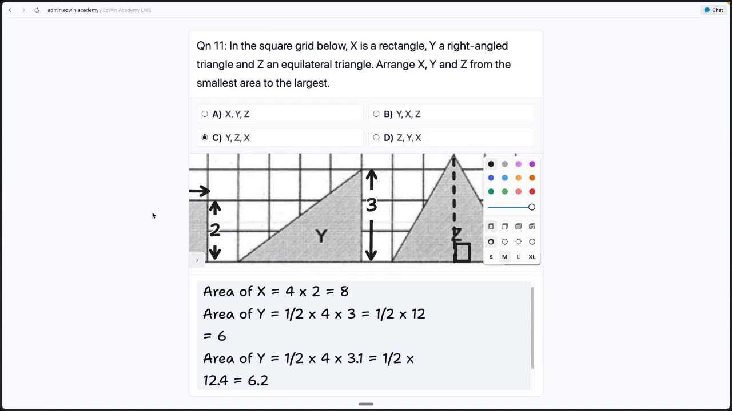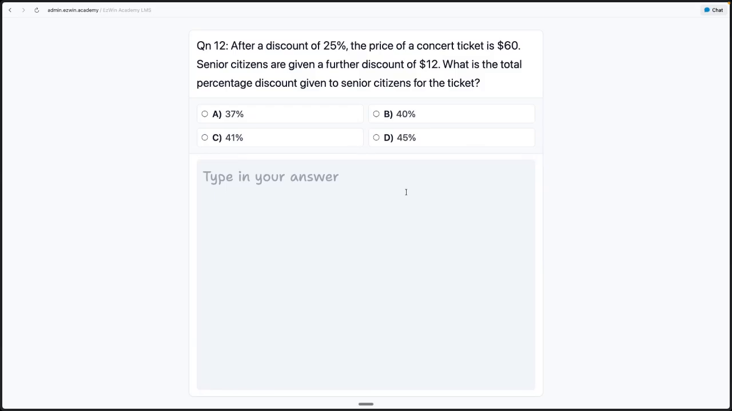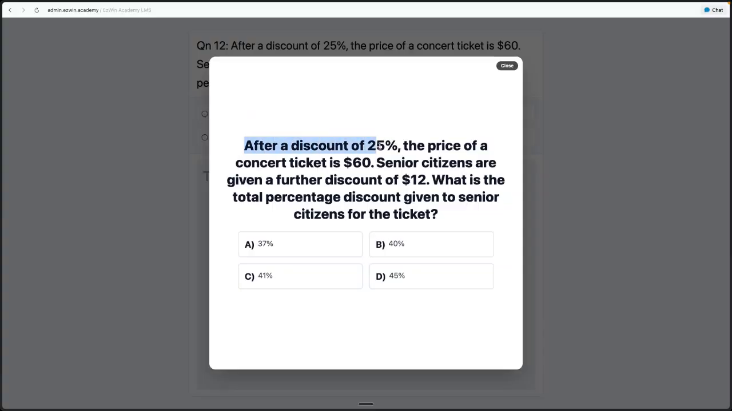All right, let's move on to the next question. Question number 12. After a discount of 25%, the price of a concert ticket is $60. Senior citizens are given a further discount of $12. What is the total percentage discount given to senior citizens for the ticket?